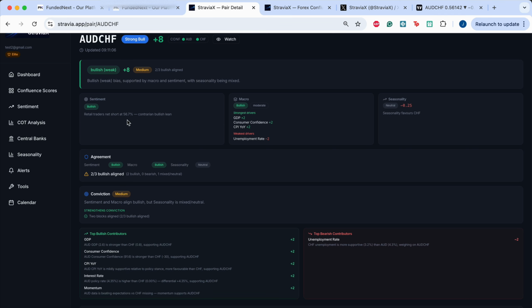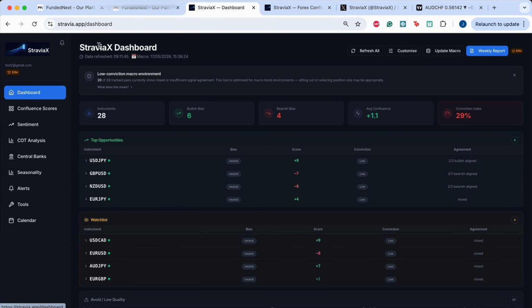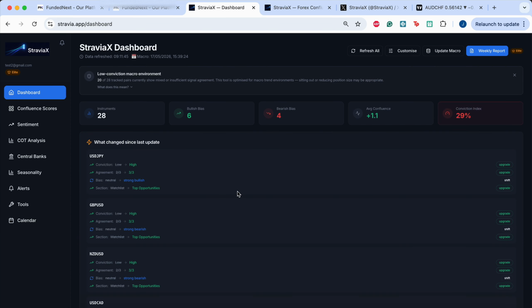So yeah, that was essentially my process, and it was mostly driven by Stravia. Stravia gave me the conviction, the agreement, the bias, the drive and the confidence to take the trades in those particular pairs. And then I use my own system, my own edge and my own technical analysis to execute and put my stop losses where they needed to be. I think, at least for me, that's the best way to trade, and that's what's been profitable for me so far.